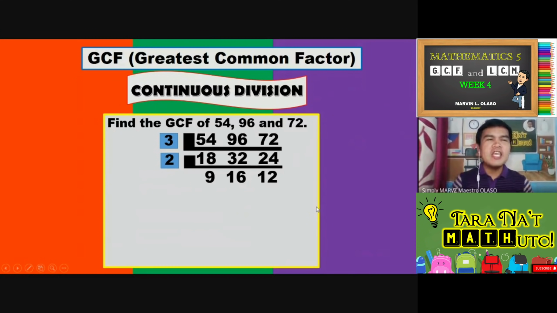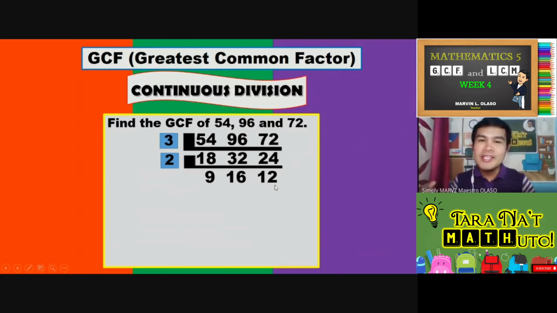Okay. 9, 16, and 12. Is there any common factor na pwedeng i-divide? Meron pa ba? Sige nga. Wala na po. So, yung 3, pwede lamang sa 9, sa 12, pero sa 16, hindi. No? Kung 2 naman ang i-divide mo, pwede lamang sa 16, pwede rin lang sa 12, pero hindi pwede sa 9.